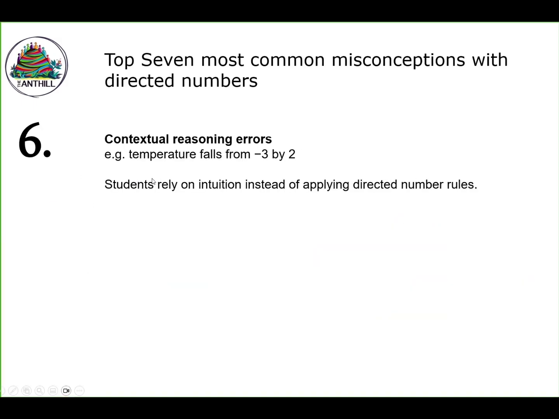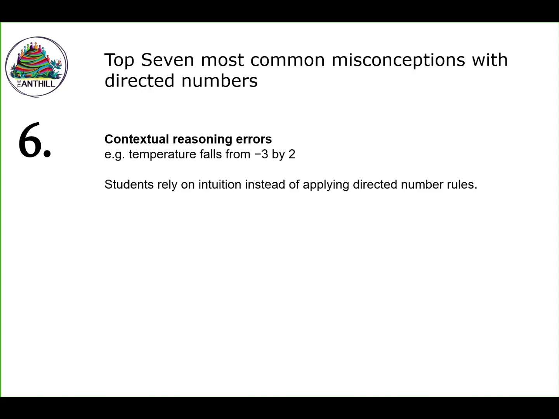Okay, coming in at 6, contextual reasoning errors. A lot of the time when directed numbers are in a question, they could be part of a context, and it might be a worded question. Here's an example. Temperature falls from -3 by 2 degrees. Students rely on intuition instead of applying directed number rules.